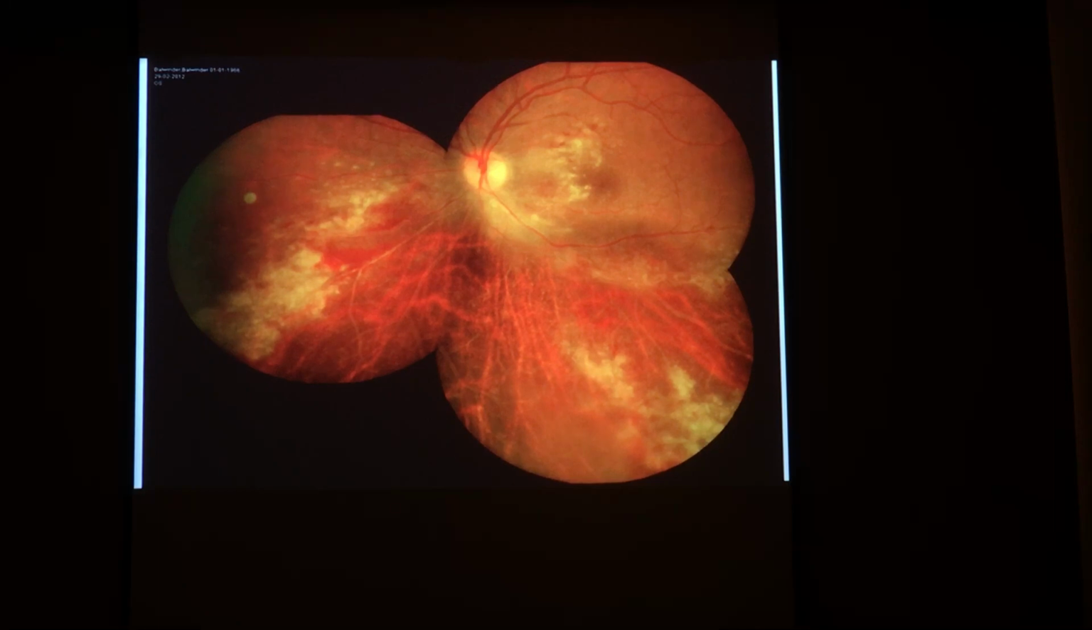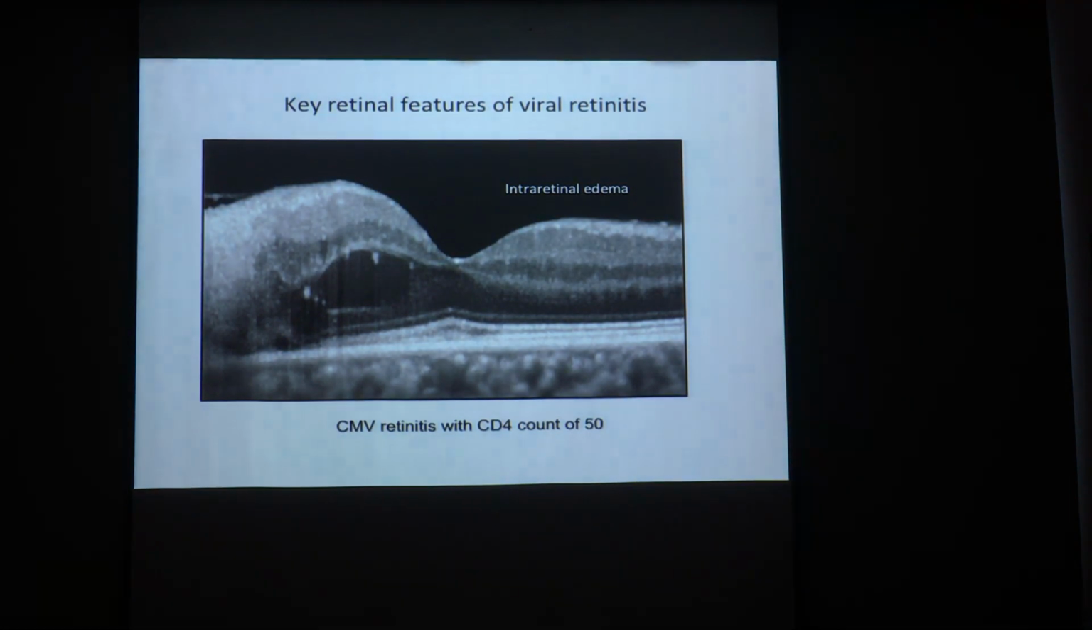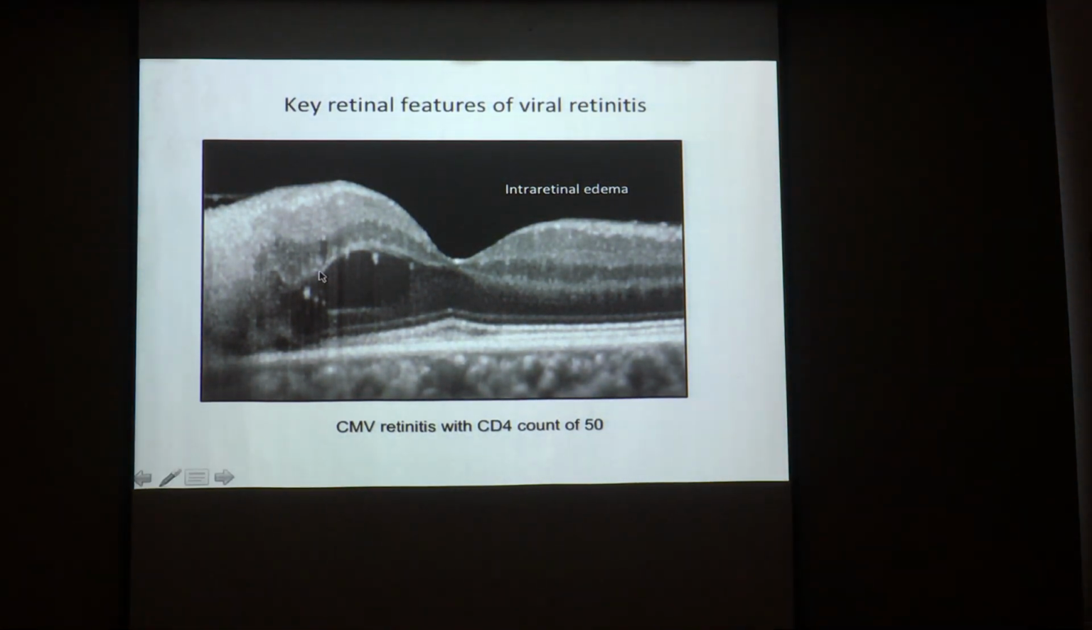So, does it have any characteristic features on OCT? Well, there could be, and this is what is described as some kind of intraretinal pockets of fluid. Okay. The other feature is in these CMV retinitis patients.